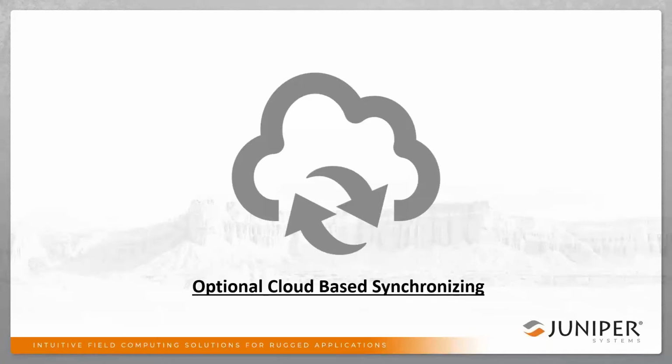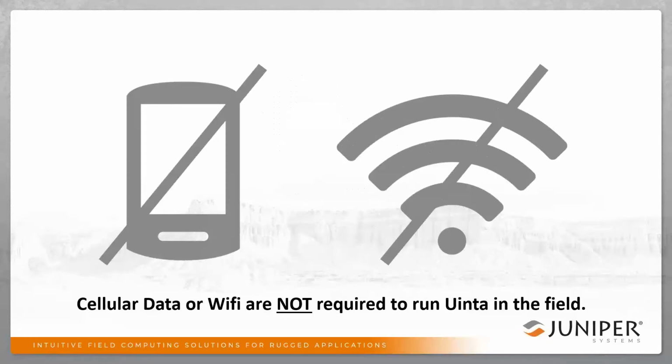And also, when you're doing the cloud synchronization, you don't need to have a cellular connection or Wi-Fi for the Uinta software to work well. It'll work out in the field without Wi-Fi or without cellular connection. And then if you'd like, when you get back to the office, you can sync your two systems together manually. But if you do have cellular or Wi-Fi, then it's really handy that it syncs automatically.